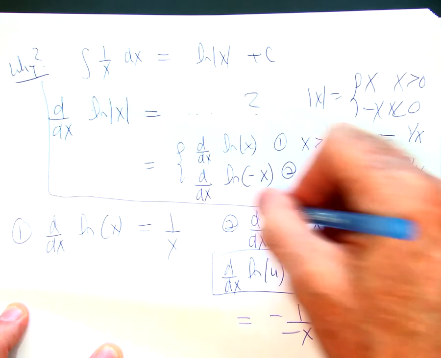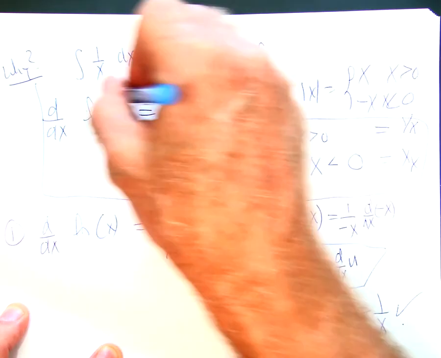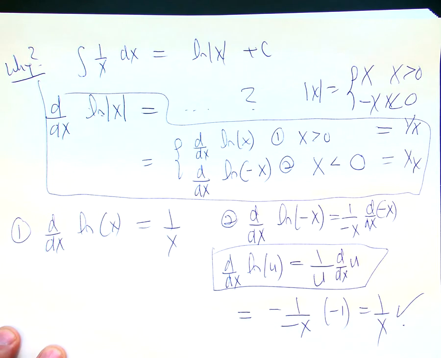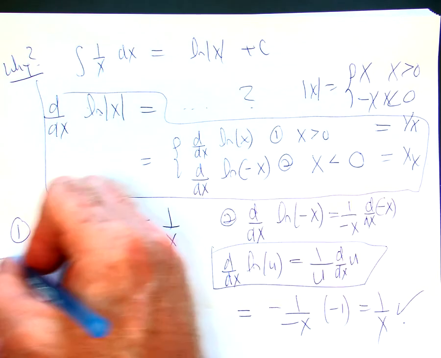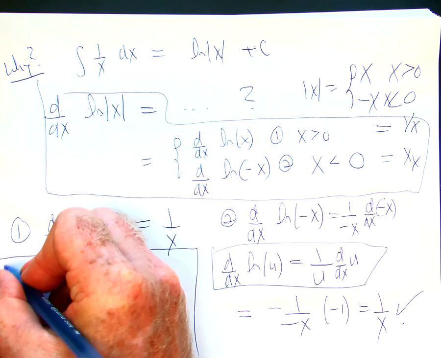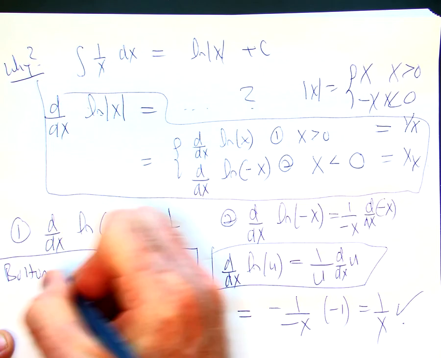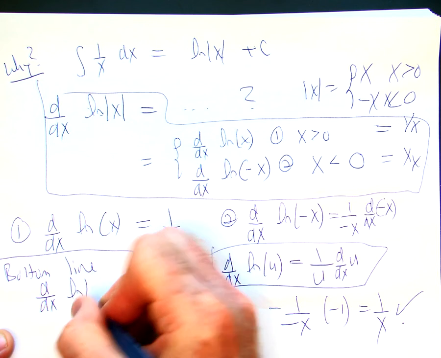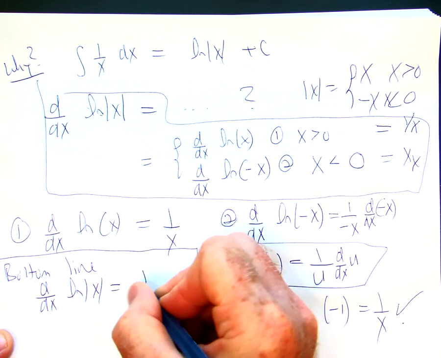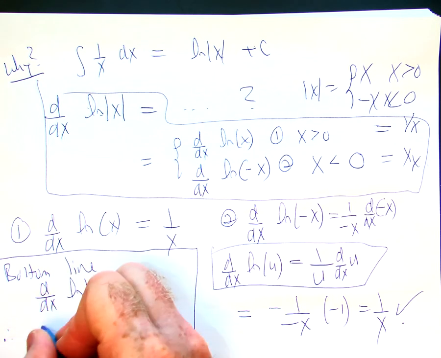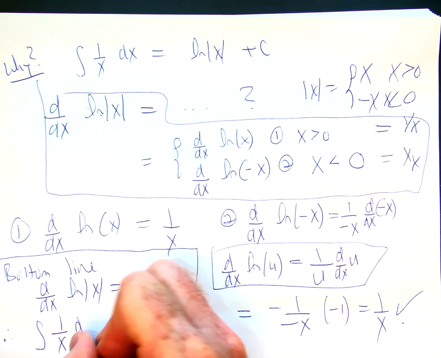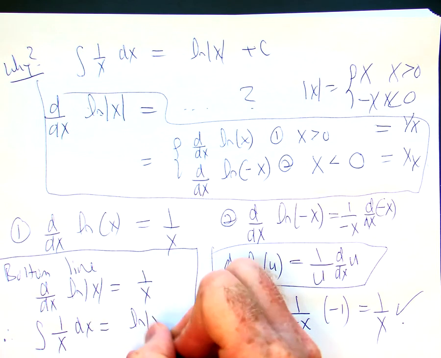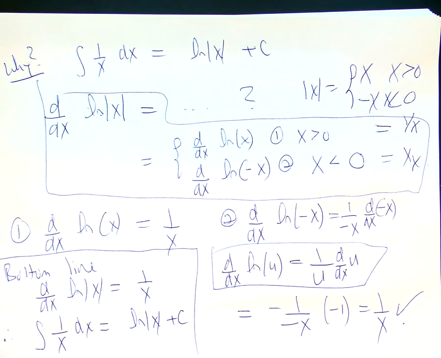So what we get, the derivative of log absolute x is 1 over x in both cases. So the bottom line, d/dx of the natural log of absolute x is 1 over x. Therefore, the integral of 1 over x dx is equal to the natural log of the absolute value of x, which is the better formula. Everybody's happy. Thanks for your time.